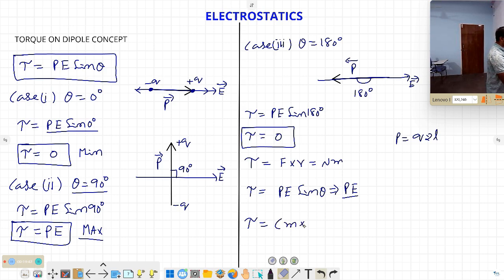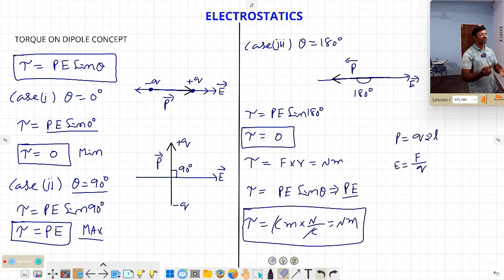And what is the electric field? Electric field is equal to force acting per unit charge, F by Q. So if you write that, it is Newton per coulomb. So the coulomb we can cancel, and again we get Newton meter as the unit of this. The same unit we are going to get.